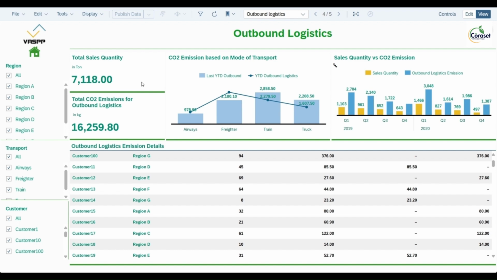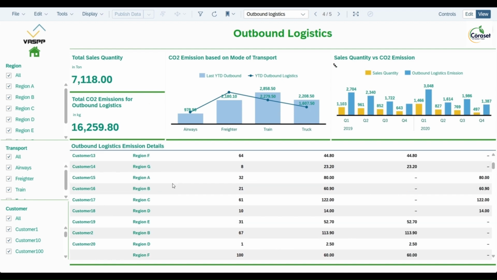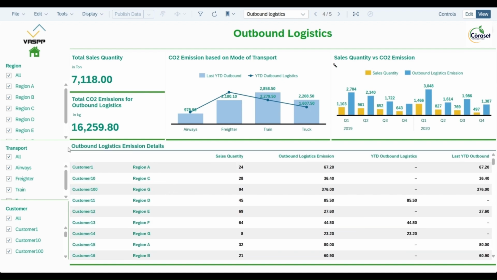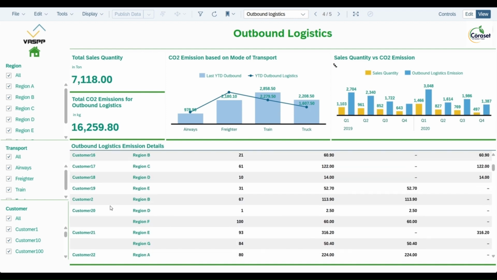Let us look into the Outbound Logistics table, which provides a detailed breakdown of carbon emissions related to the distribution of goods. It includes columns for key metrics such as sales quantity, outbound logistics emission, year-to-date outbound logistics, and last year-to-date outbound. Each row offers insights into the environmental impact of various logistics activities.